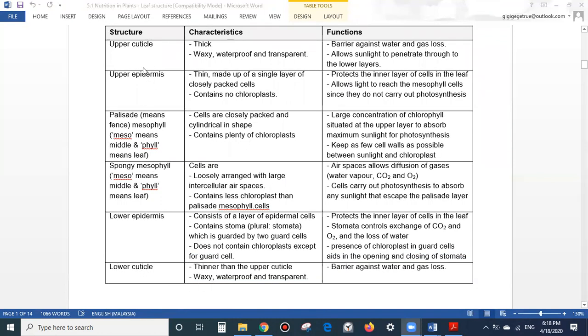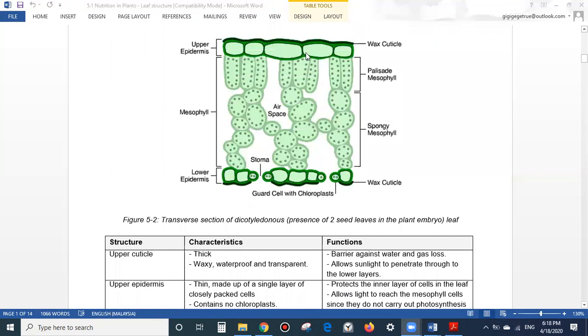Upper epidermal cell is like our skin. Our skin will protect our flesh, will protect our bone, will protect our blood. Okay, the epidermis here is also acting like a protection. It protects the cells underneath it. This one also acts as a protection. It protects the cells above it.